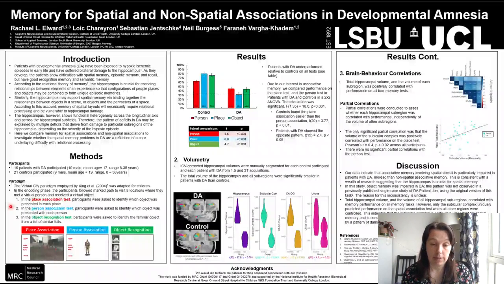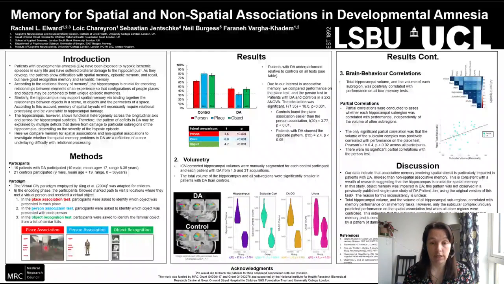In the paradigm, participants walk around a virtual space by using the arrow keys on the keyboard. They follow a marked path where they'll meet 8 different individuals and get 8 different objects in 8 different places. And then at test, we have 3 different tests I'll describe to you now.